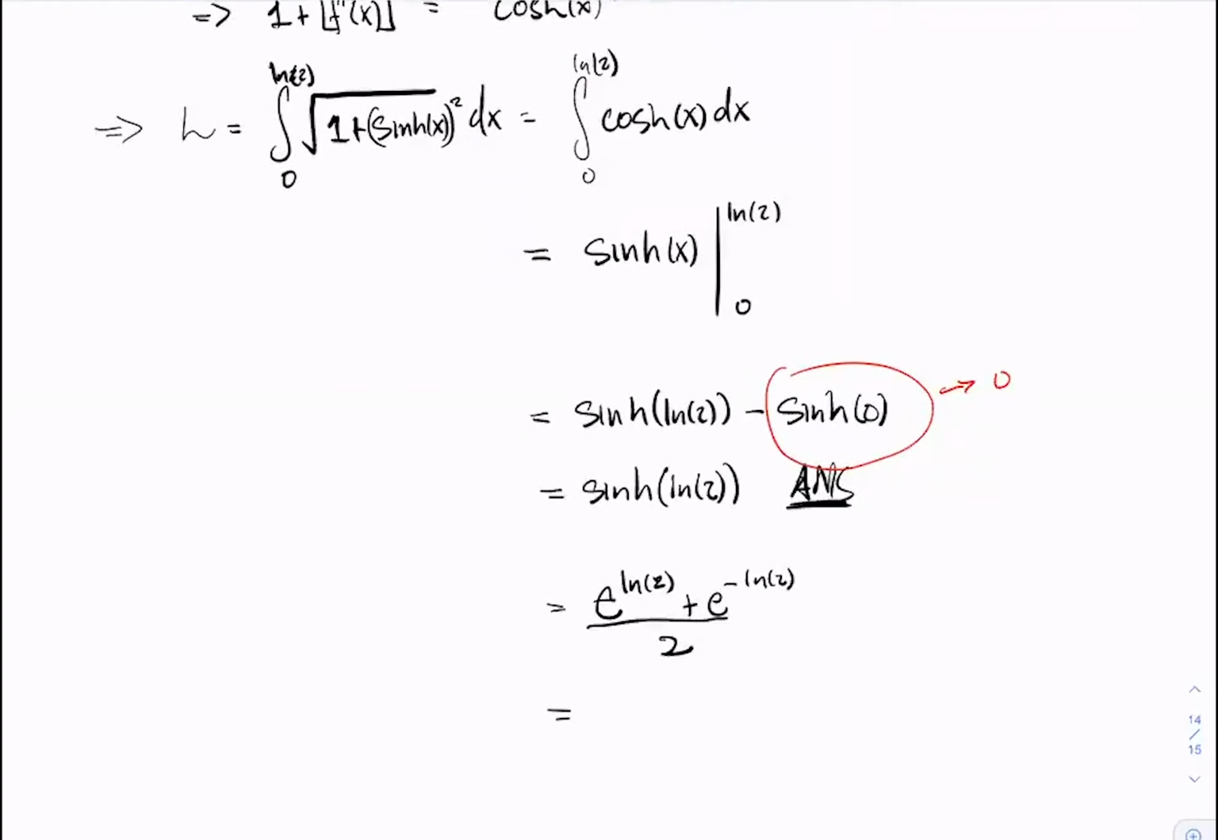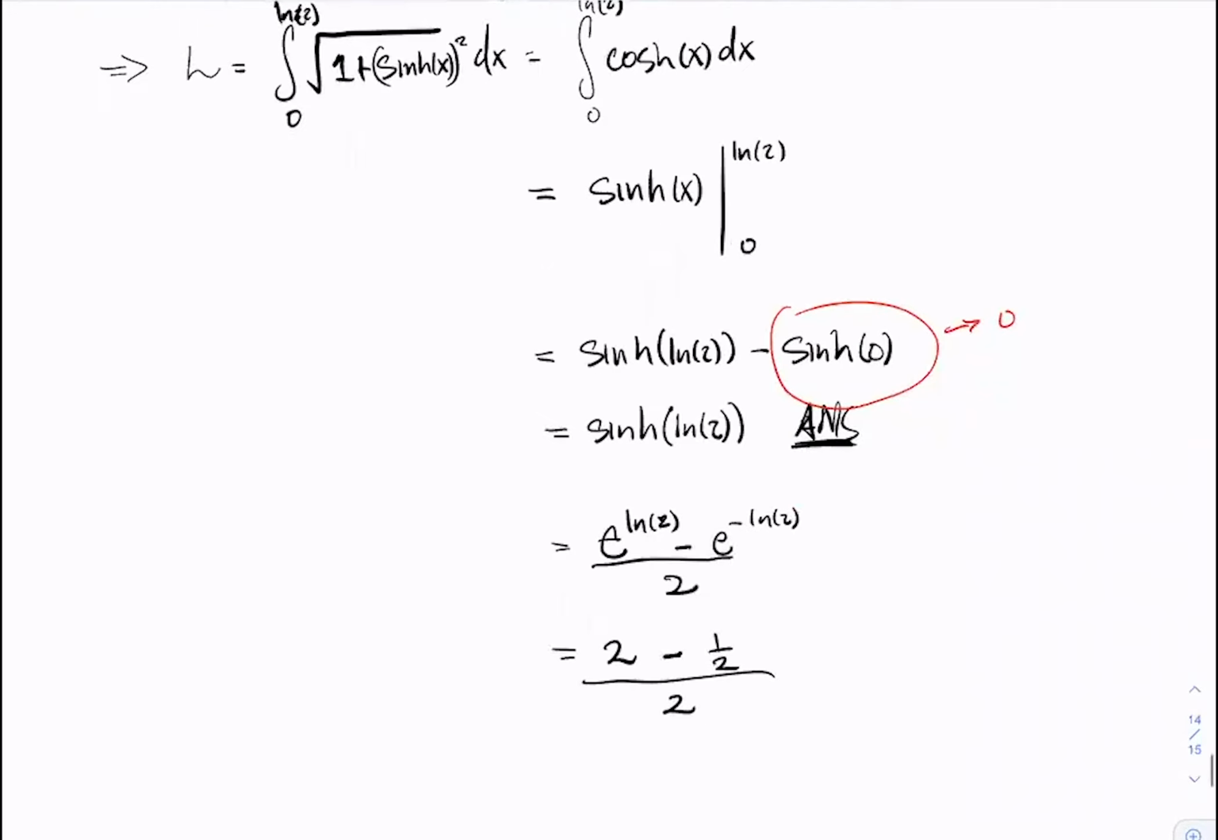So this then means we have 2 plus 1 over 2 all divided by 2. Oh no, something is off here, guys. Our definition of sinh is actually e to the x minus e to the minus x. So here this would be 2 minus a half divided by 2, which gives us 3 over 2 divided by 2, which is equal to 3 over 4 units.